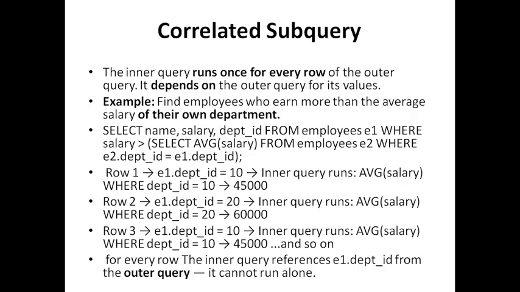When we compare nested subquery and correlated subquery, the nested subquery is fast because the inner query runs exactly one time, whereas in correlated subquery the inner query runs as many times as the number of rows in the outer query.